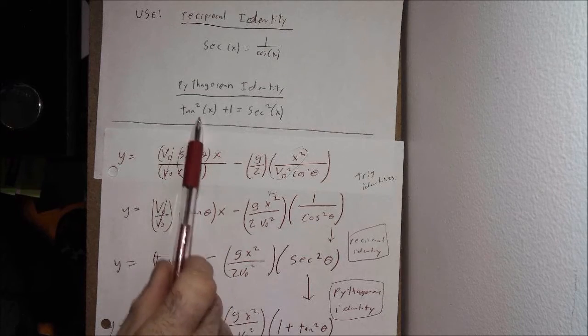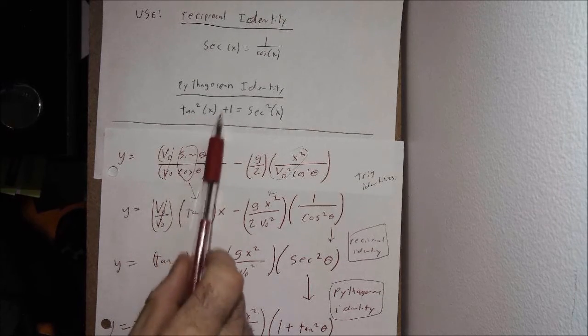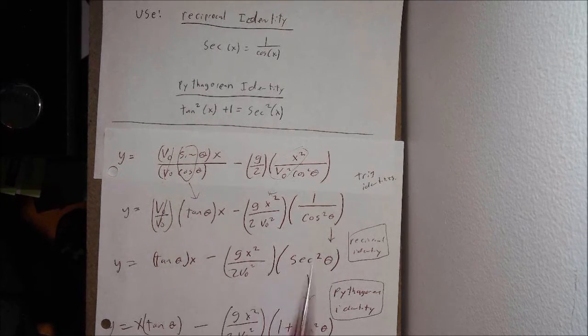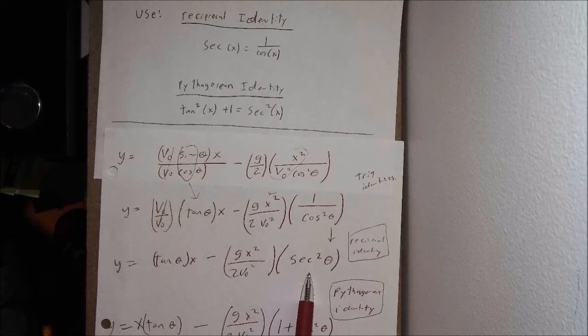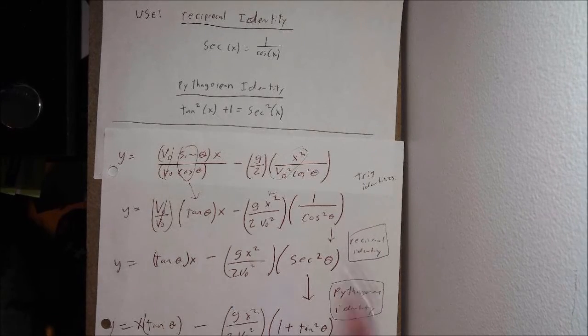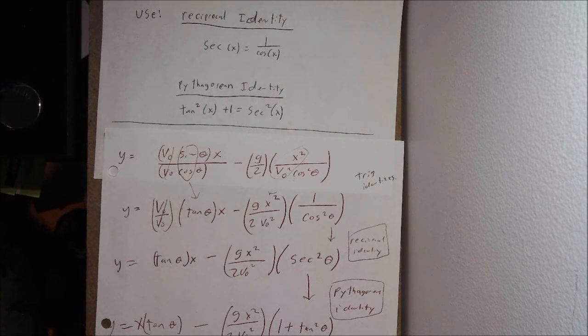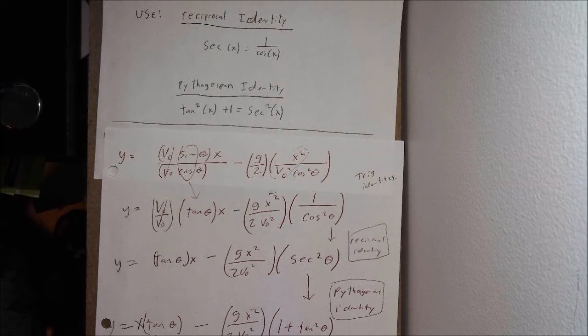What we see here is tangent squared, in our case of theta, plus 1 is equal to the secant squared of theta. So we can reduce this down. Secant squared of theta, going backwards on this, is equal to 1 plus the tangent squared of theta. So now I have everything just in terms of tangent, and got rid of that secant. So this is my answer here: x times the tangent of theta minus g x squared over 2 v naught squared times 1 plus the tangent squared of theta.